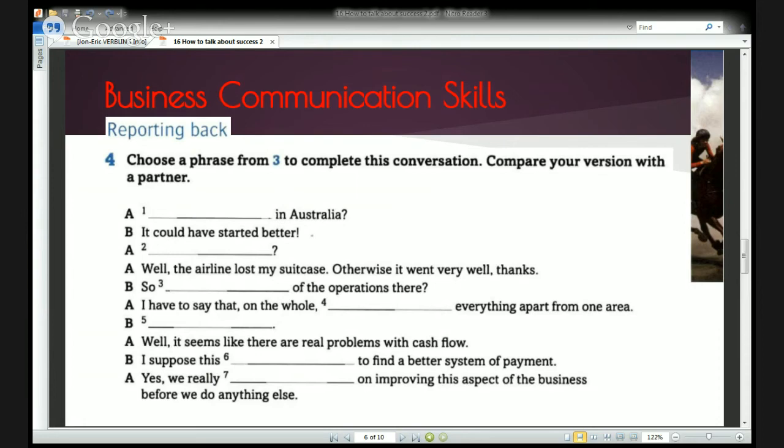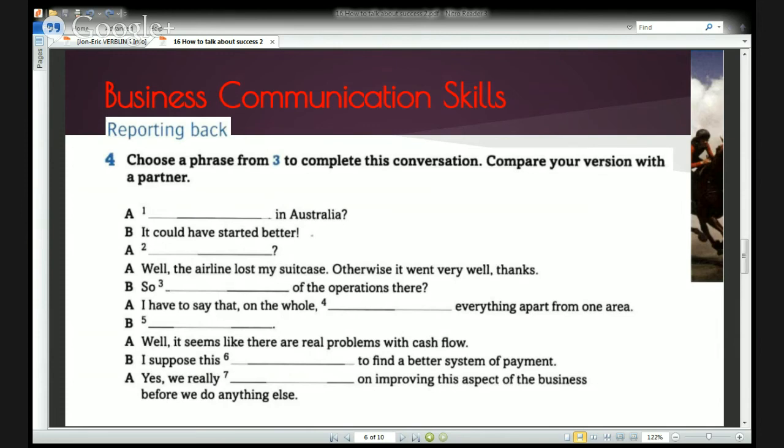Okay, so well, the airline lost my suitcase. Otherwise, it went very well. Thanks. Oh, wait a second. That's a typo. That should have been B. That should have been Giuseppe. Okay, Giuseppe, you're B, who I think is really A. I think that's a typo in the material. Sorry about that. Giuseppe, continue.